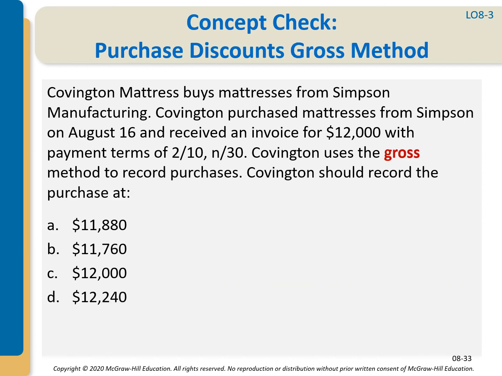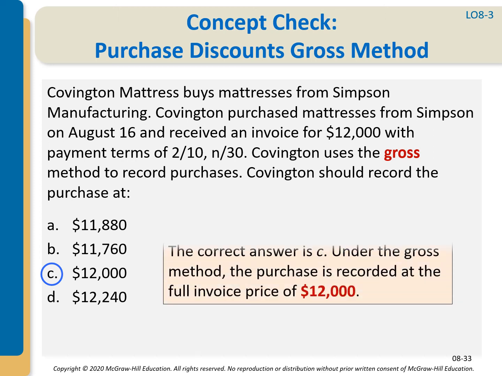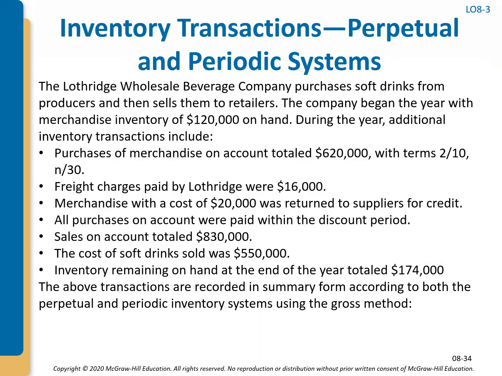If they use the gross method, then there are no calculations to be made. We treat the whole amount as if no discount was offered or received. Therefore, we will record the full $12,000 as the amount.